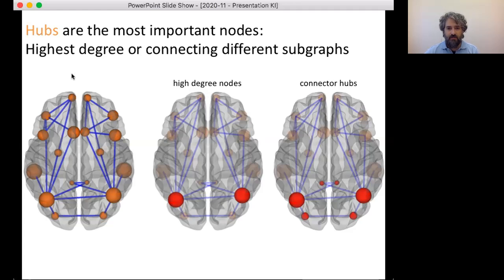In this case, for example, you can look at these nodes here, highlighted here. Well, they don't have very high degree. They have just degree 2. These 2 nodes and these 2 nodes, but they connect the 2 hemispheres. So they are connector hubs, which means that they are important because if you eliminate them, you lose the connection between 2 parts of the network. So the definition of hub depends on what you want to look at. But in any case, a hub in a network is a node that is important for the functioning and for the structure of the network.